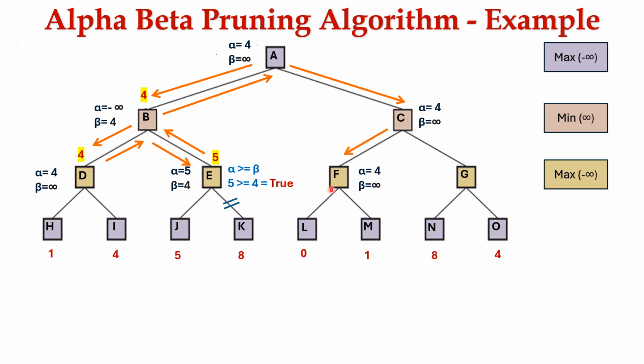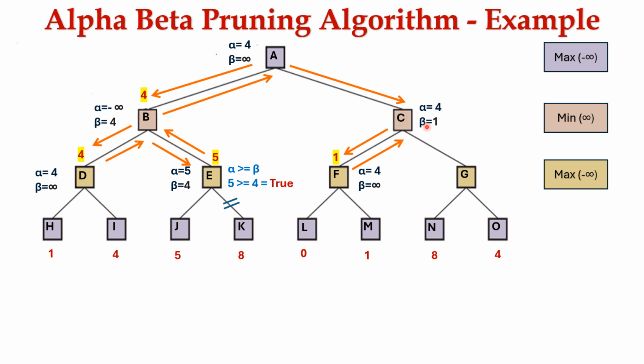But node F value is updated by comparing node L value 0 with node M value 1. Since 1 is maximum, it is updated as final value of node F. Now we backtrack to node C. In node C, we need to update the beta value first. The beta value is updated from node F value, that is 1. So we can see here the beta value is updated by 1 in node C.